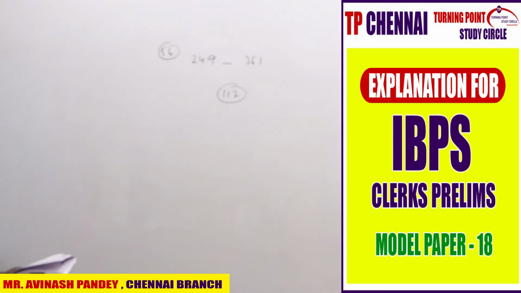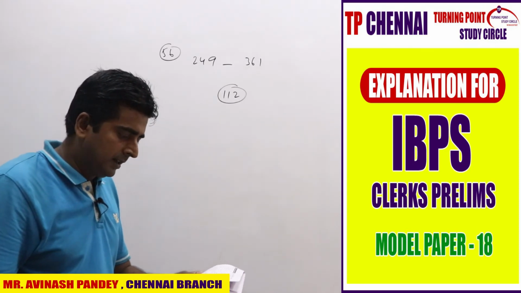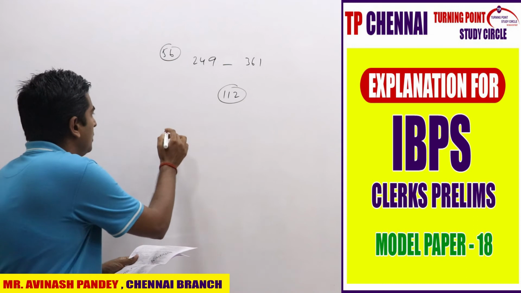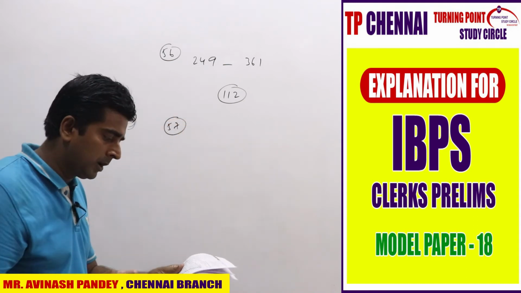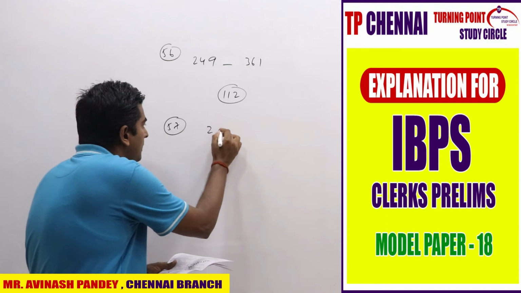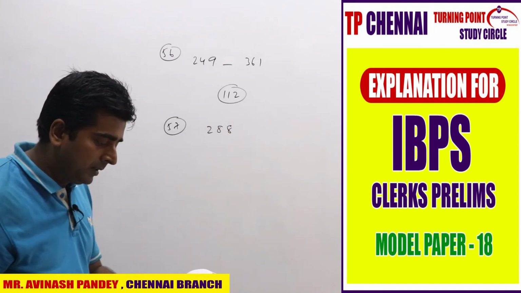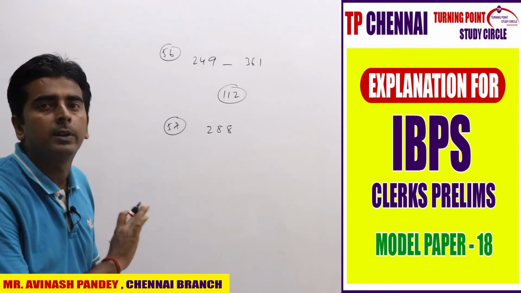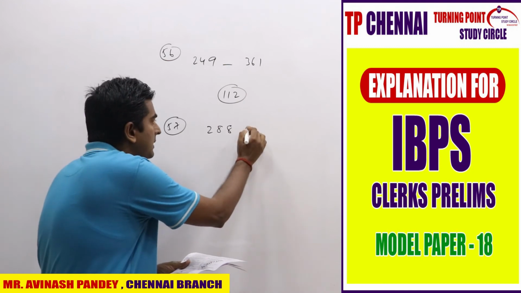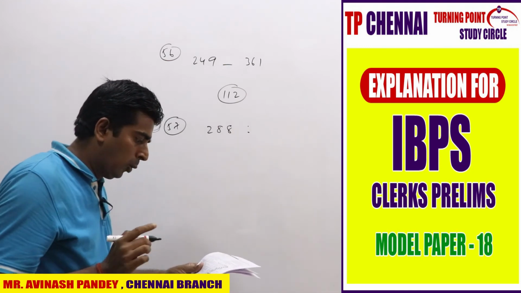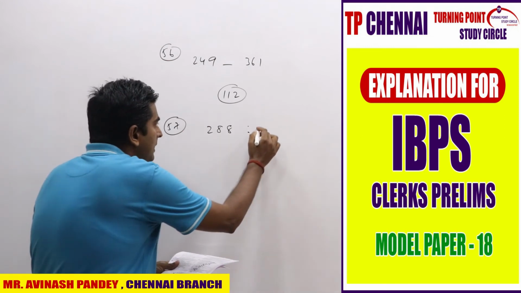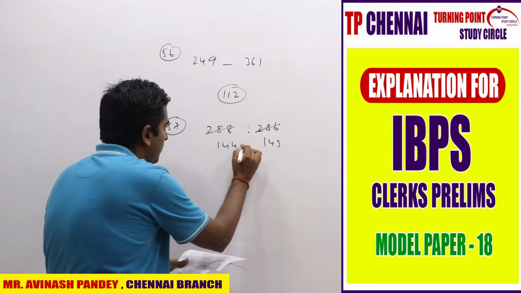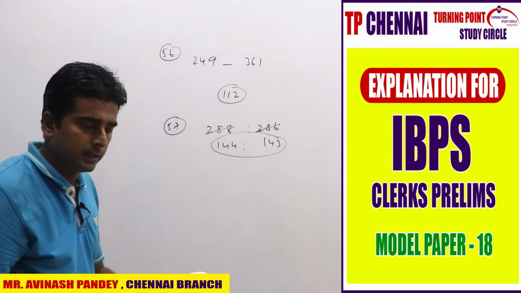Next one, the second question: what is the ratio between the average number of women of all departments in company D and company E? When you see company D, the total number of employees, when you add, you will be getting 288. They are asking the ratio of averages, so there is no need to divide by 3 because this is a ratio; the 3 will be cancelled. Again, the total number of women in company E, when you add, you will be getting 286. So 143, and this is 144. So my answer is 144 is to 143.